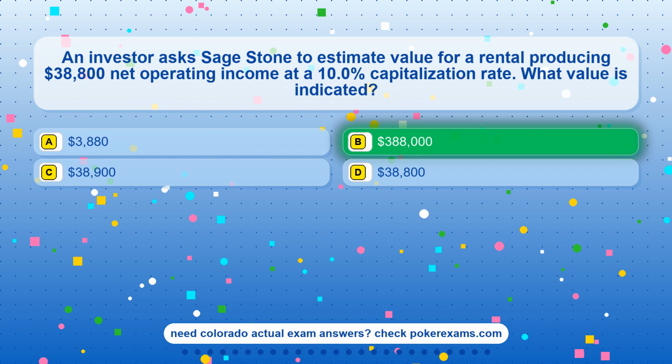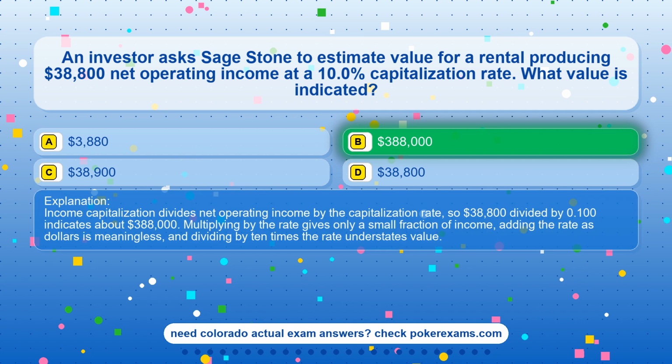The correct answer is option B. $388,000. Income capitalization divides net operating income by the capitalization rate, so $38,800 divided by 0.100 indicates about $388,000. Multiplying by the rate gives only a small fraction of income, adding the rate as dollars is meaningless, and dividing by 10 times the rate understates value.